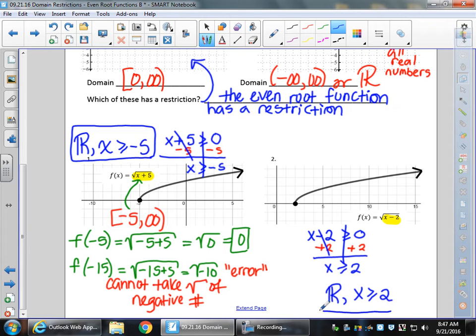Fantastic. That's it. Does your graph back that up? Where's your first possible x value? 2. 2 and bigger or 2 and smaller? 2 and bigger. Is that what this is saying? 2 or bigger? Great job. Try the next one on your own.